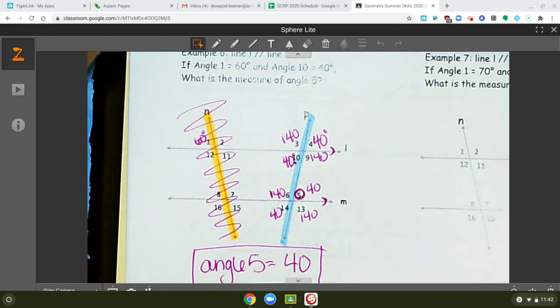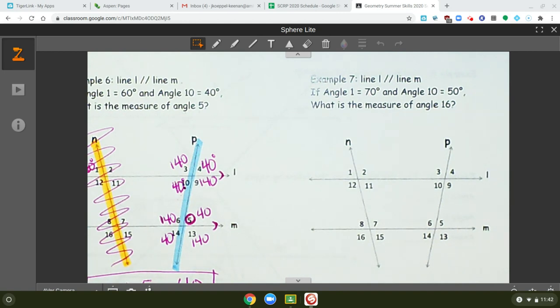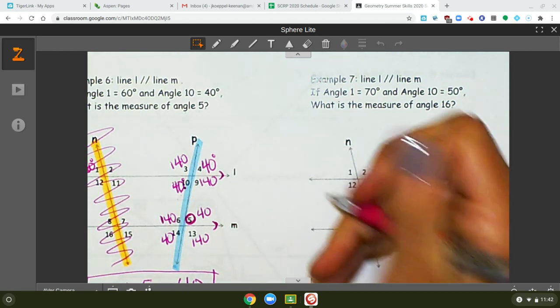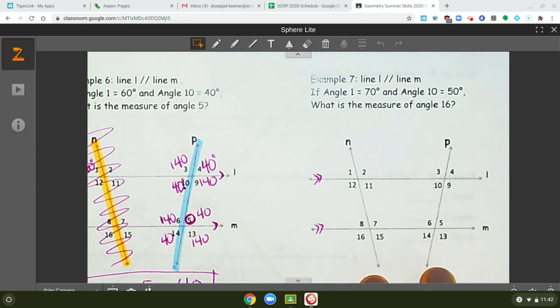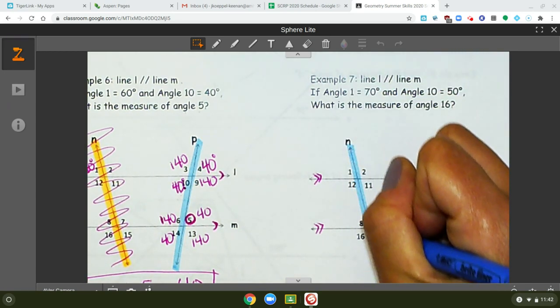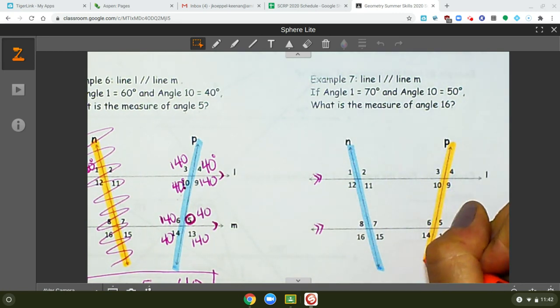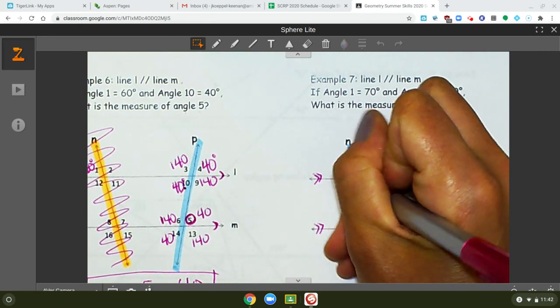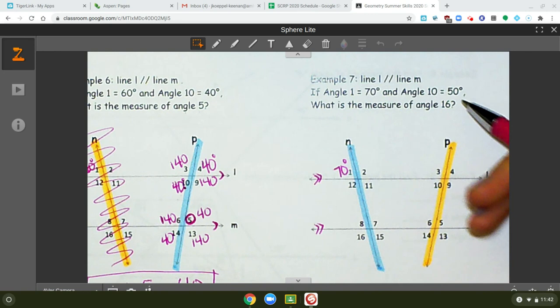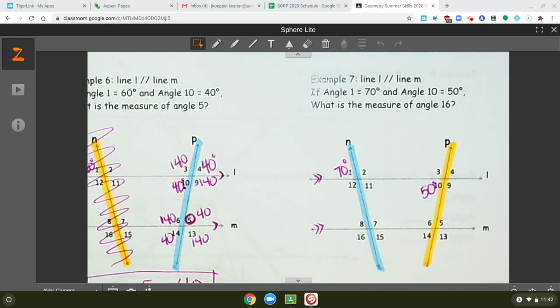Okay, let's take a look at example number 7. Line L is parallel to line M. So these are your parallel lines, which means we have two transversals. So right away, I like to highlight them in different colors. So I'm going to highlight in blue, highlight in orange. It says angle 1 is 70 degrees and angle 10 is 50 degrees. What is the measure of angle 16?